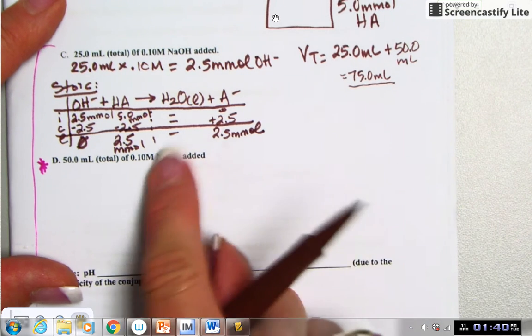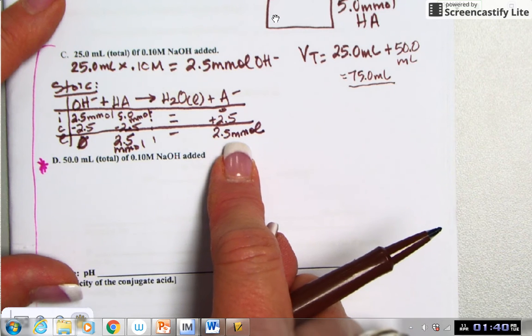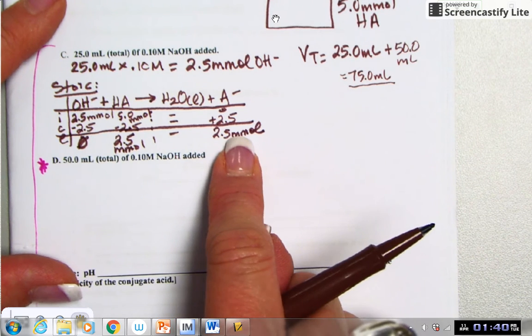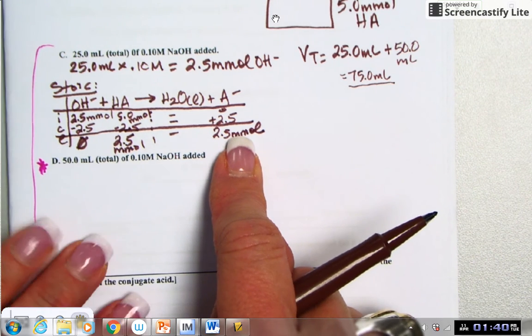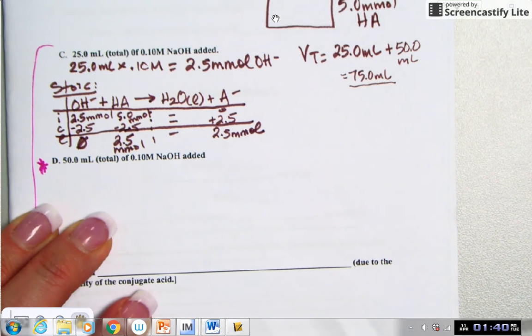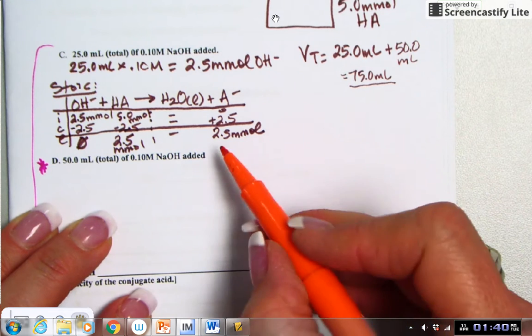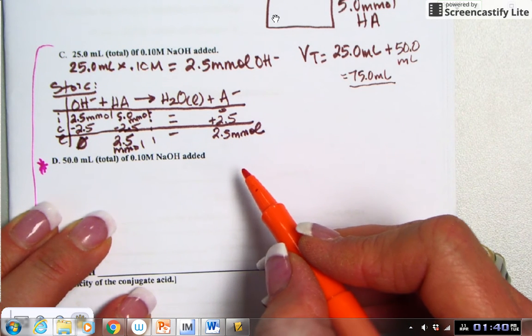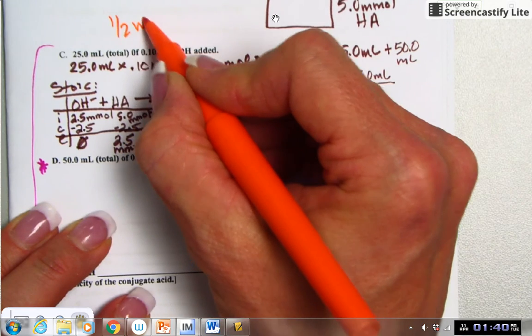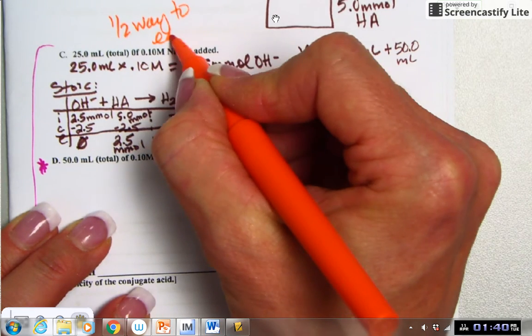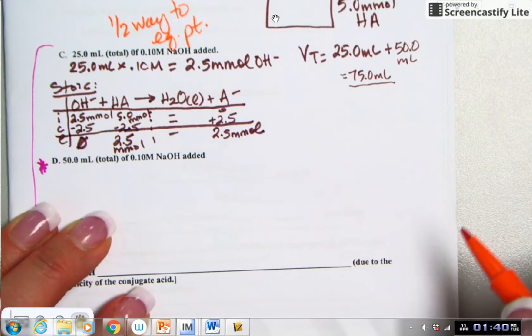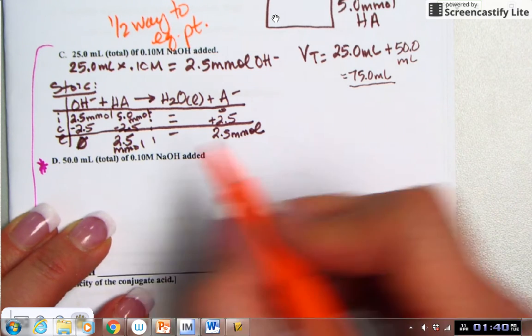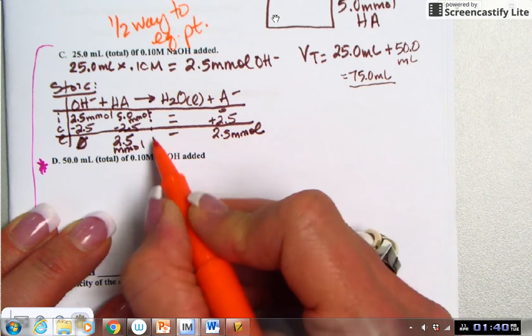Now, since these are the same millimoles, we know that the concentration of HA and the concentration of A minus are going to be the same. So when you plug into the Henderson-Hasselbalch equation, which is what we're going to do next, you're going to have pH equals the pKa. This is what we call the halfway point to the equivalence point, because these are equal molar here.